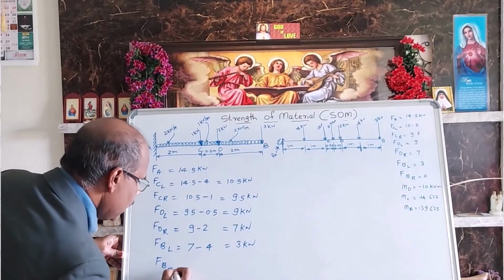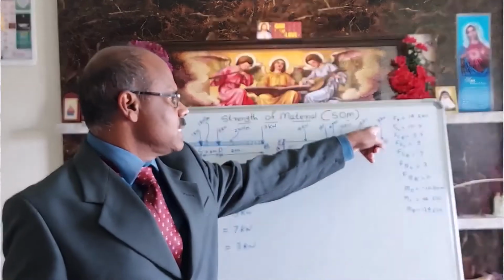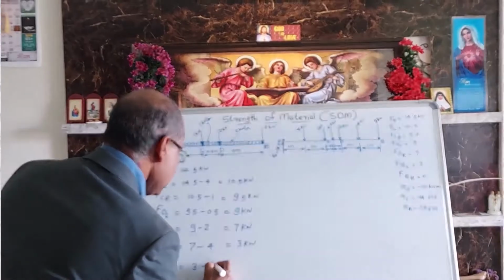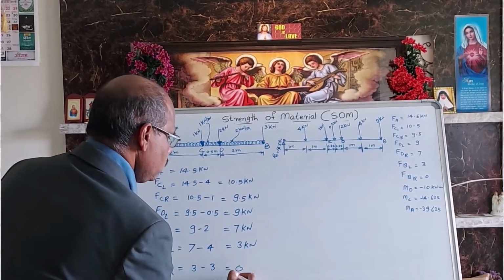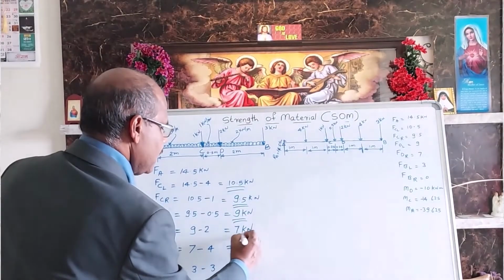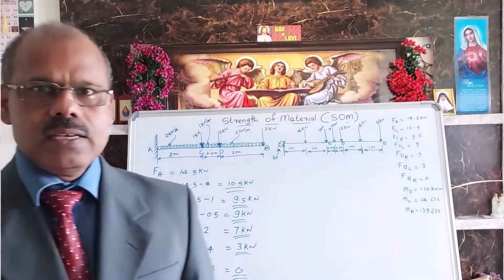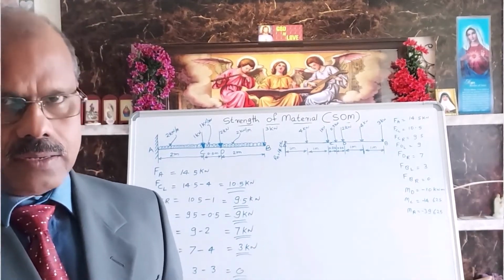FBR, 3 is already there. Then here the load is 3, minus the load 3. Then we are getting 0. So this is the way we can make this sum very easily. We can solve this one without committing any error.